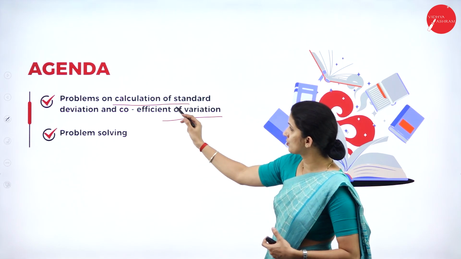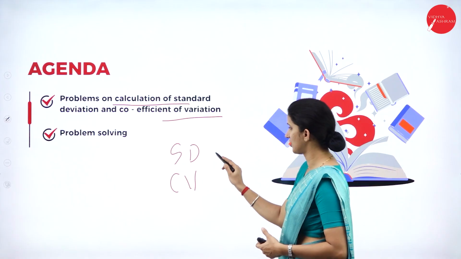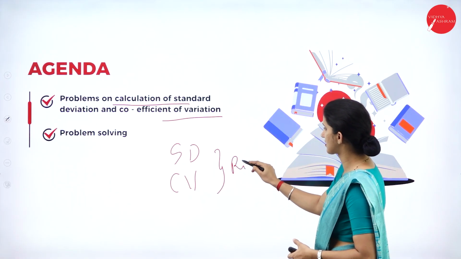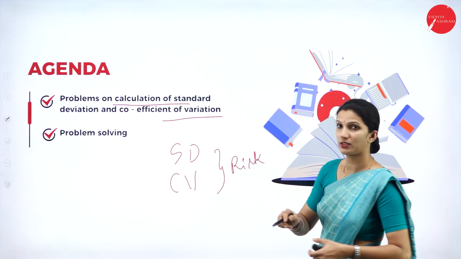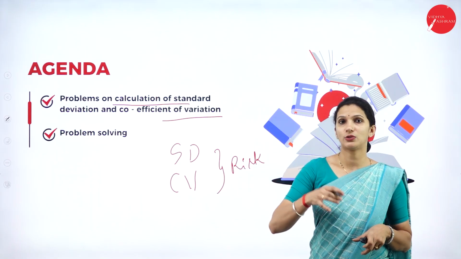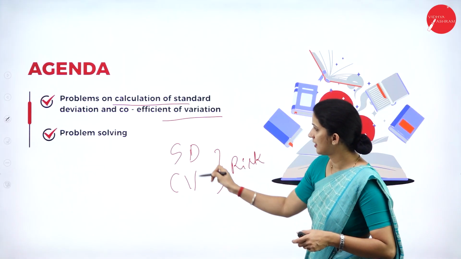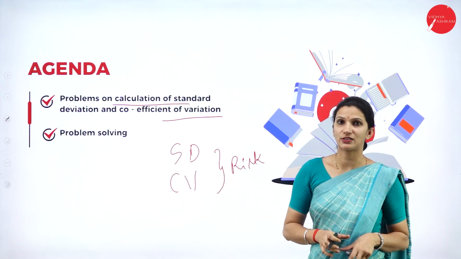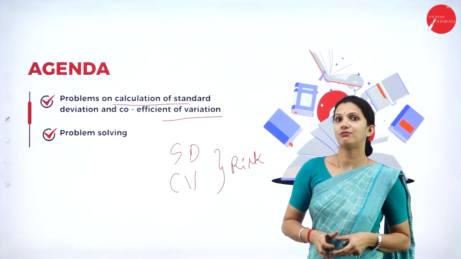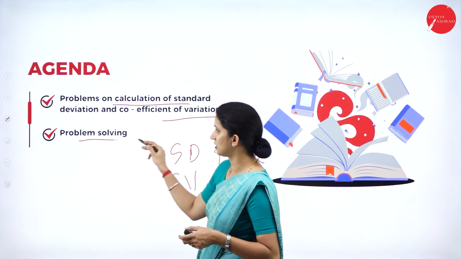So here, using the standard deviation and coefficient of variation, we are finding the risk involved in the project. In the questions you will be given the period and the return on investment, and by considering all those things, using the standard deviation and coefficient of variation, we will find out the risk involved in the project. So here also we will solve the problems.